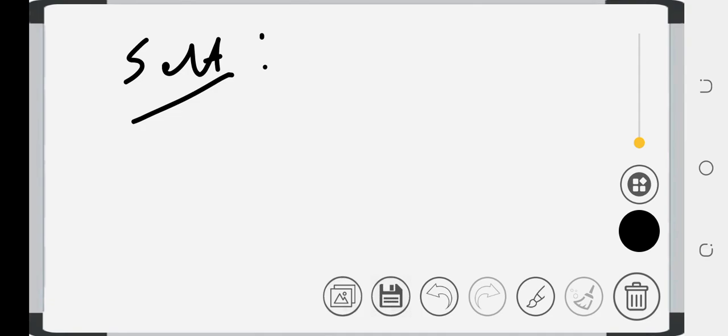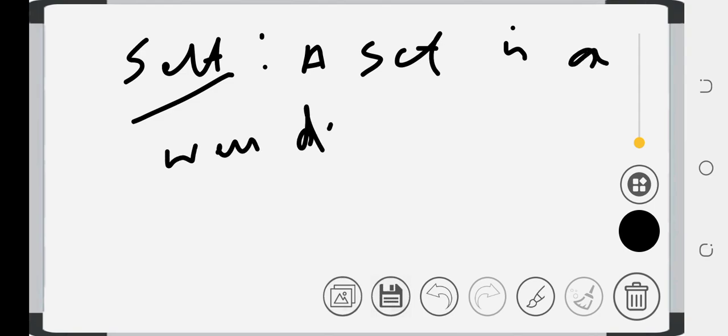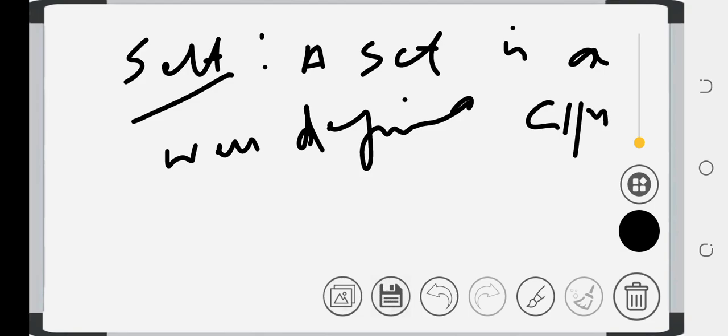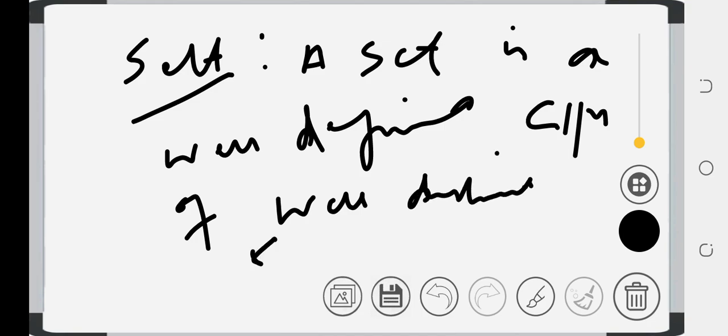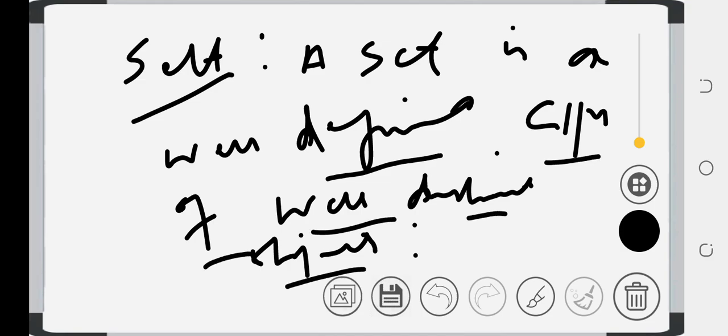We know that the definition of set is a well defined collection. A set is a well defined collection. C for collection. I will write in short. A set is a well defined collection of well distinct objects. Or we say a set is a well-defined collection of well-distinct members or objects is known as set. This is the definition of set.